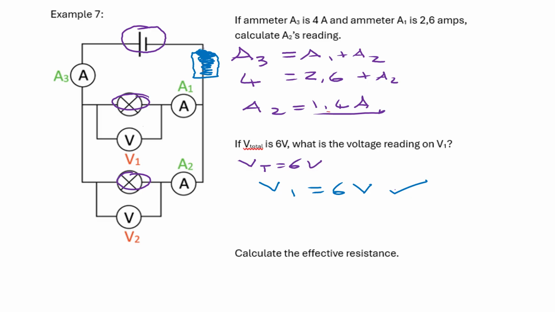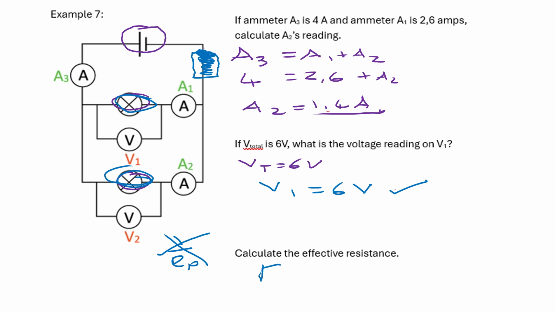Okay, last one is to calculate the effective resistance. We can't go 1 over R parallel. So remember 1 over R parallel? We can't do that because we don't have the resistance of those. So we can't do 1 over R parallel. So there must be another way. We already have the total voltage and the total current.